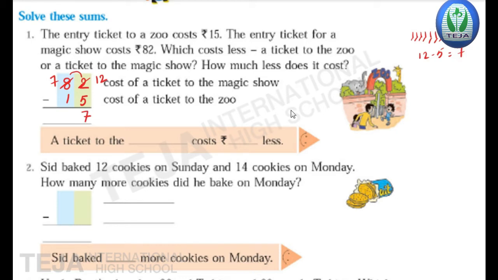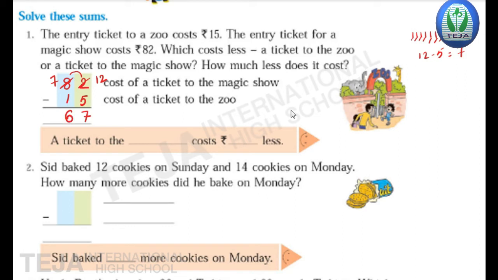Next. Here the digits in the tens place are 7 minus 1. Children, when 1 is subtracted from any number, then the answer is the predecessor of the number. Predecessor means the before number. So here 7 minus 1 is how much? What is the before number of 7? It's 6. So 7 minus 1 is 6.